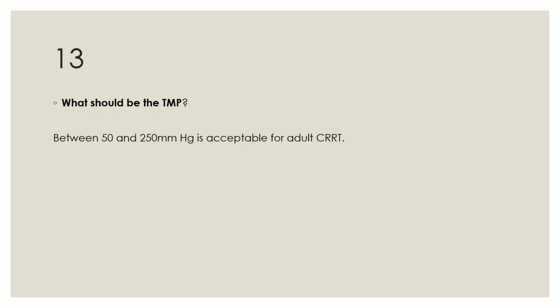What should be acceptable TMP or transmembrane pressure? In adults using continuous renal replacement therapy, the filter should be changed when the transmembrane pressure exceeds 300 mmHg. A transmembrane pressure between 50 and 250 mmHg is generally acceptable.